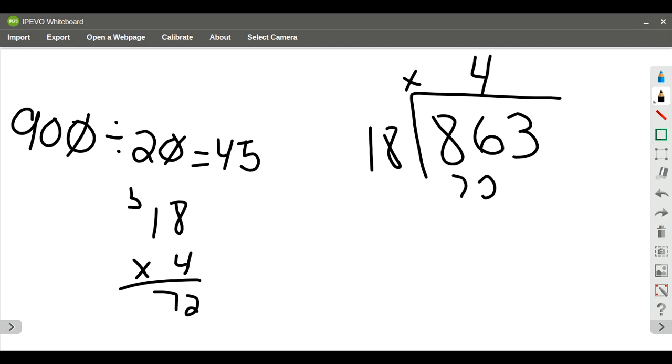It's 72. My next step is going to be to subtract. 6 subtract 2 is 4. 8 subtract 7 is 1. Now, here's what's important. If this value were 19, that would tell me that my math fact of 4 would have been too small. Your partial quotient here needs to always be smaller than your divisor. If it's not smaller than your divisor, that means you can go up a math fact and you're going to want to change that. Otherwise, your answer is not going to be the correct answer.